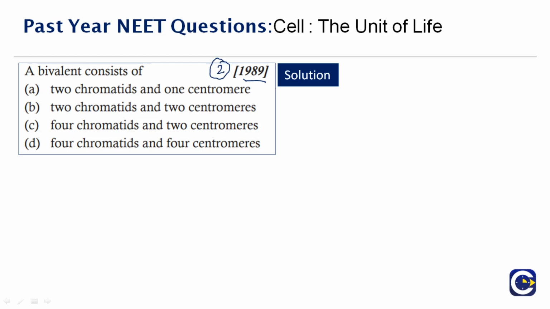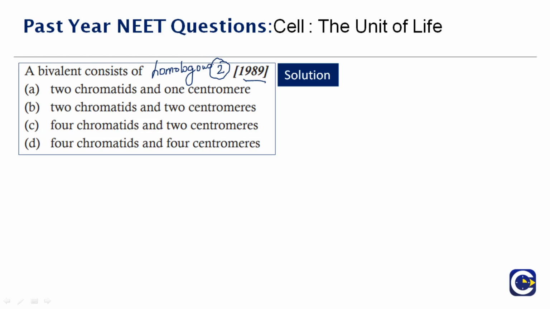Now, what is the common meaning of bivalent? Bi means 2. See, whenever we talk about bivalent in biology, it always resembles homologous chromosomes. We always refer to the homologous chromosomes associated in pairs, or you can say it's a pair of a homologous chromosome. Now, a bivalent consists of 4 chromatids, okay, and 2 centromeres.